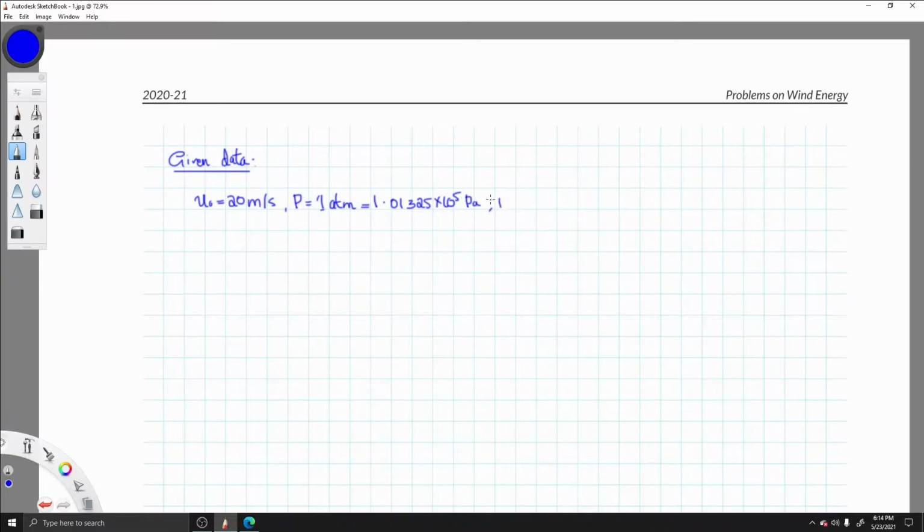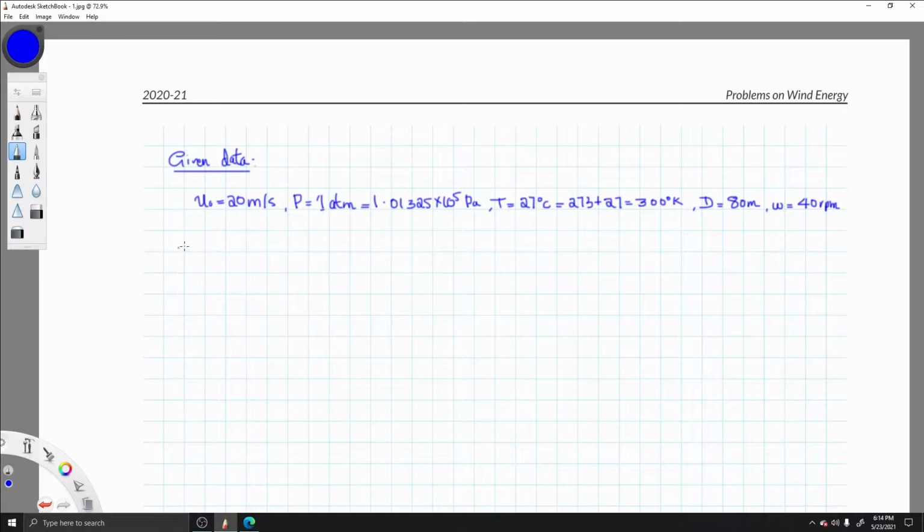We have been given the temperature in degrees centigrade, which is equal to 27 degrees centigrade. We'll convert this into Kelvin. So it is addition of 273 to 27, which will give you 300 degrees Kelvin. We have diameter of the rotor equal to 80 meters, and omega, the speed of the rotor, is given by 40 rpm, rotations per minute.